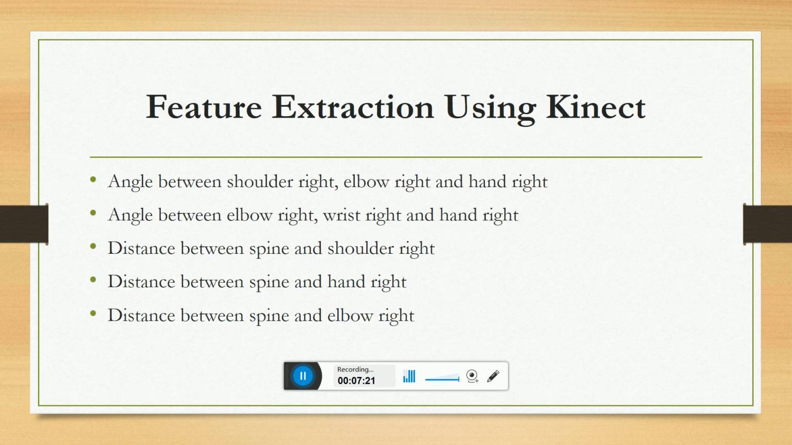Now from the Kinect sensor, we have extracted 5 features in terms of distance and angle between some body joints. The first one is the angle between shoulder right, elbow right and hand right. The second one is the angle between elbow right, wrist right and hand right. The third one is the distance between spine and shoulder right. The fourth one is the distance between spine and hand right, and the fifth one is the distance between spine and elbow right.